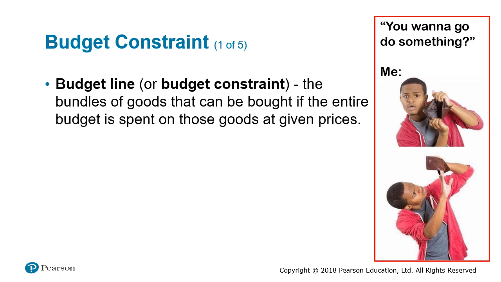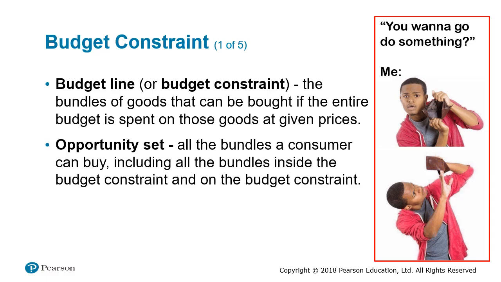We're going to look at this graphically, and we will draw a budget line to start with. A budget line or a budget constraint shows the bundles of goods that can be bought if the whole budget is spent on those goods at given prices. Another definition, the opportunity set, is all the bundles a consumer can buy, including all the bundles inside the budget constraint and on the budget constraint. Let's have a closer look.